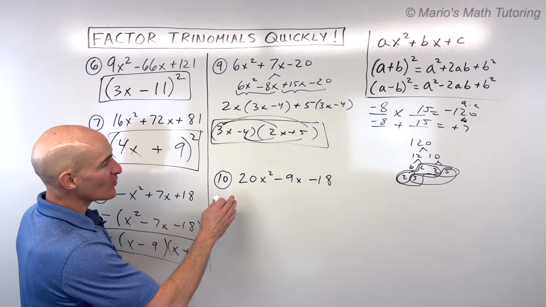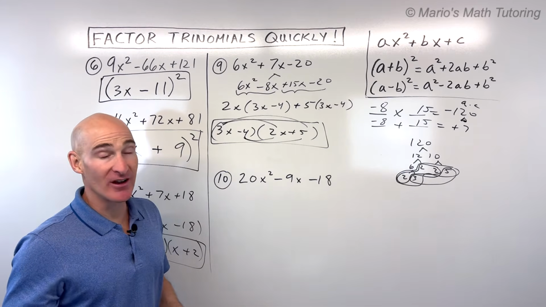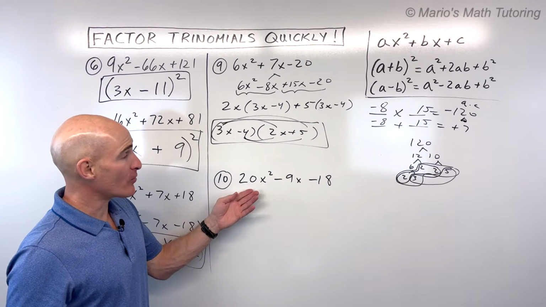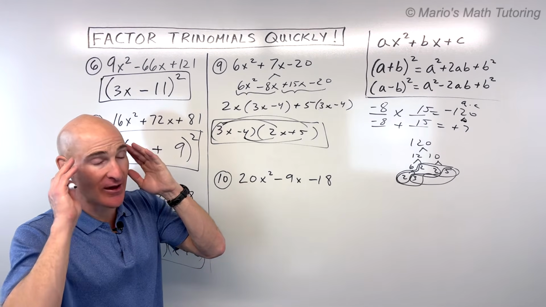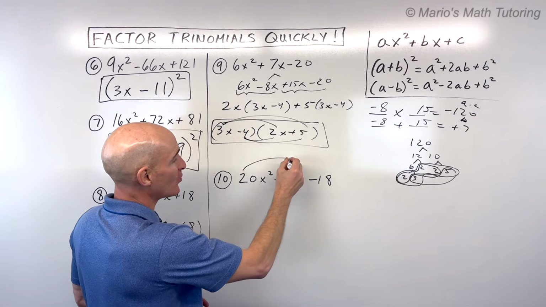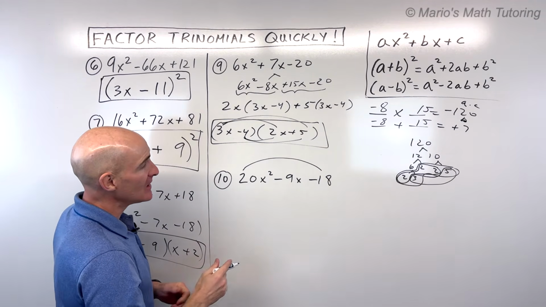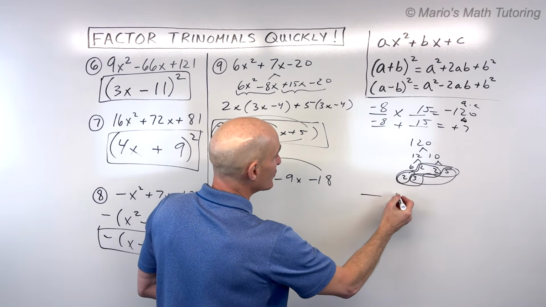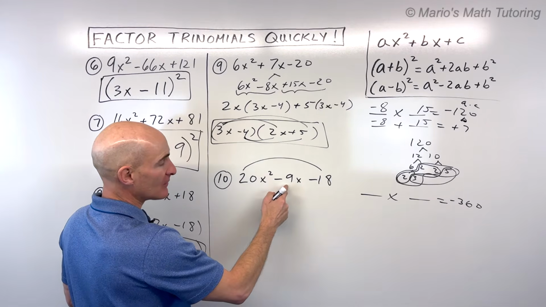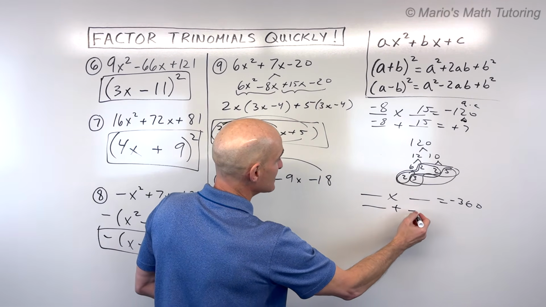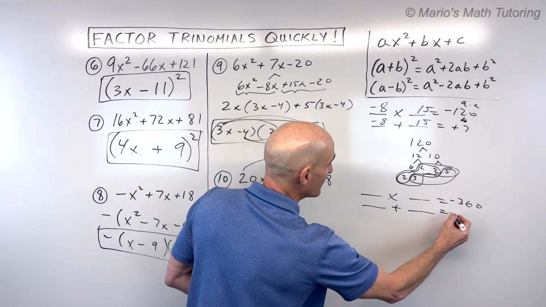Okay, how do we do this one? Is there a greatest common factor? Unfortunately, no. Is it a perfect square trinomial? No, these are not perfect squares. Okay, we have to do the AC method. So we're going to take 20 times negative 18, which is negative 360. Okay, that's a big number. What 2 numbers multiply to negative 360, but add to this middle coefficient, negative 9?